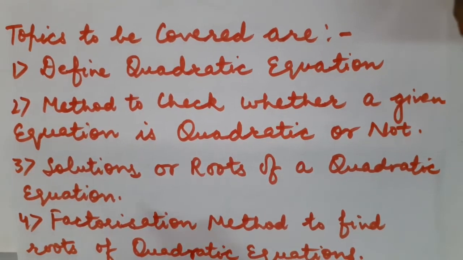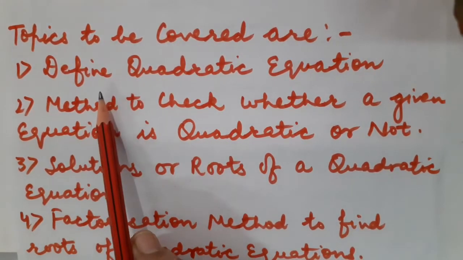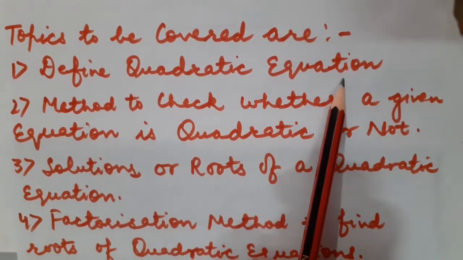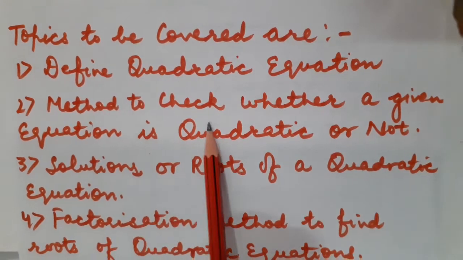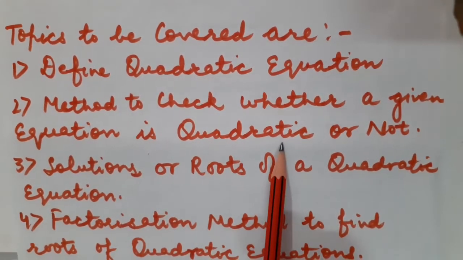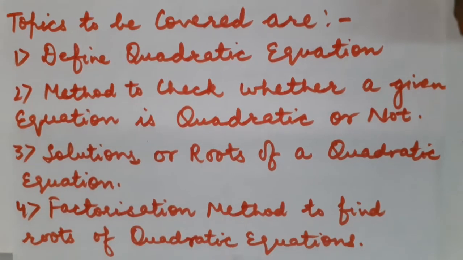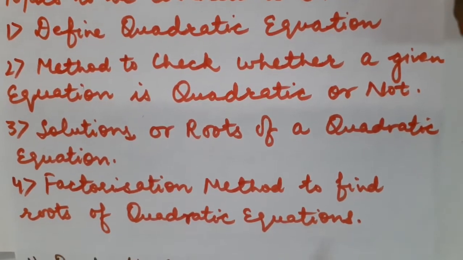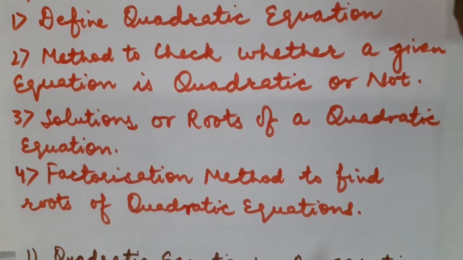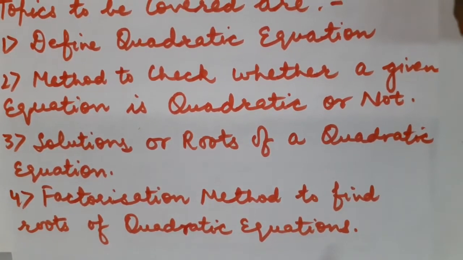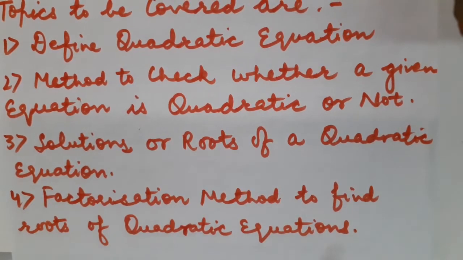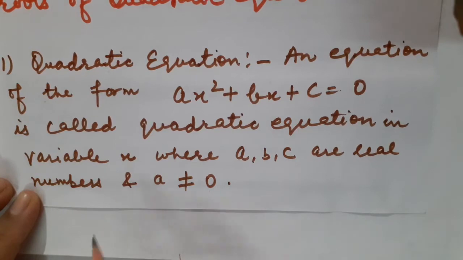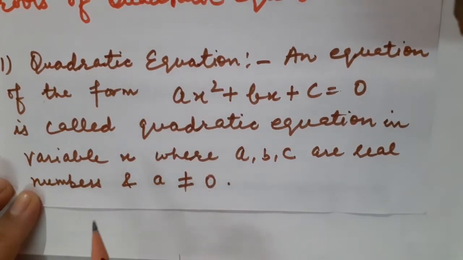So children, the topics which I am going to cover in today's lecture are: number 1, definition of quadratic equation. Number 2, method to check whether the given equation is quadratic or not. Number 3, solutions or roots of a quadratic equation. And number 4, factorization method to find the roots of a quadratic equation. Clear, children? So children, our first topic is, what do you mean by quadratic equation?